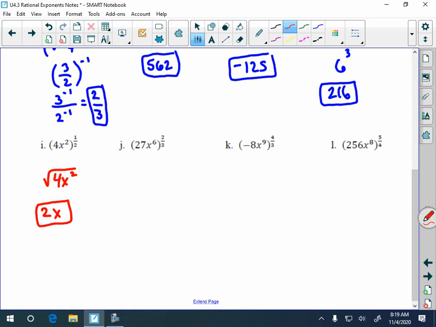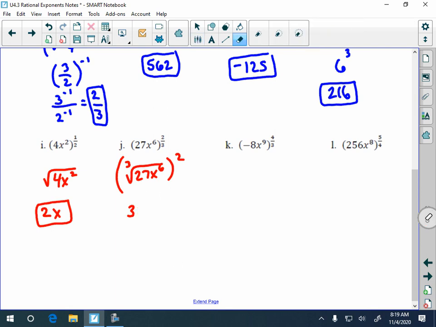All right, J, I'm going to convert this to a radical, so the cube root of 27x to the 6th, all squared. So I want to simplify each of these. The cube root of 27 is 3. The cube root of x to the 6th is x squared, sorry, 3x squared. And that's all raised to the 2nd power. Now 3x squared squared becomes 9x to the 4th.